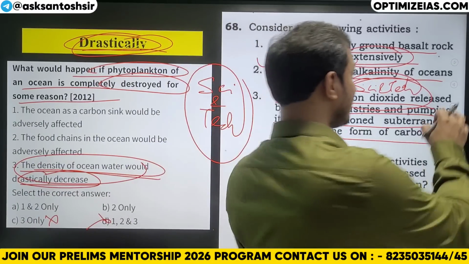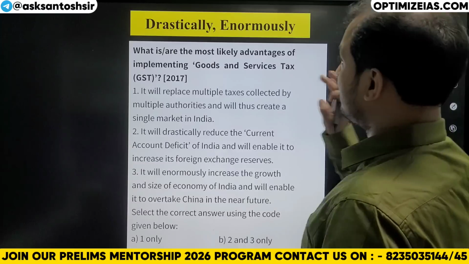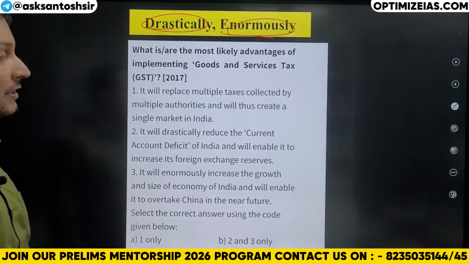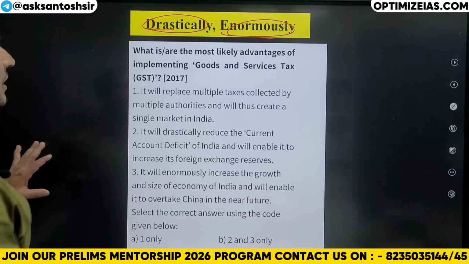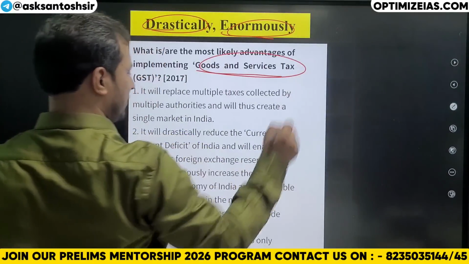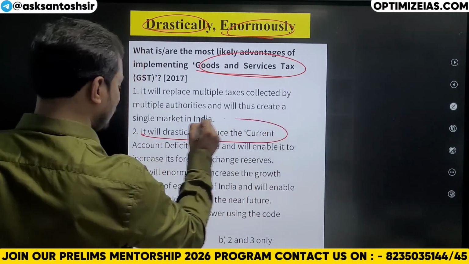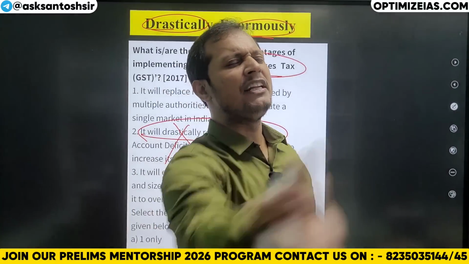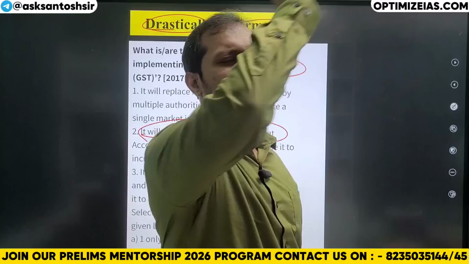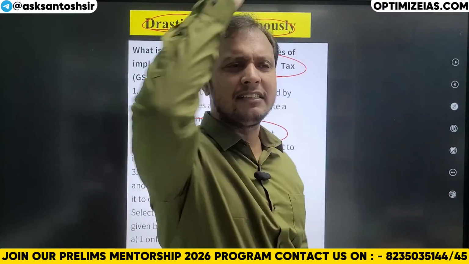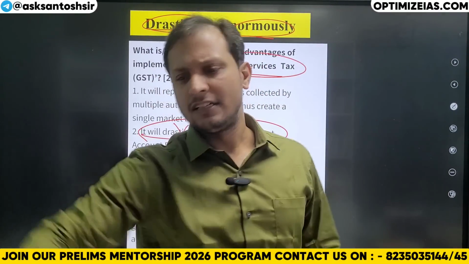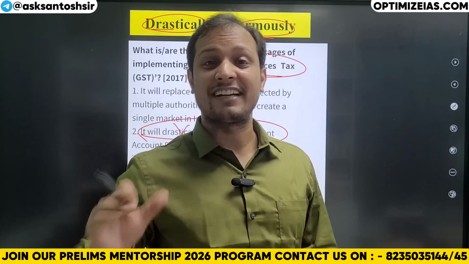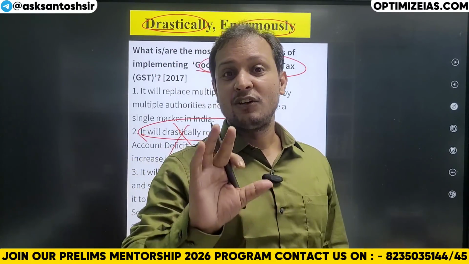Okay, next. You can see here drastically, enormously. This kind of word in economy is very common, guys. Consider the impact of GST implementation. It will drastically reduce current account deficit. Drastically it will not reduce, guys. Drastically it will increase GDP. Drastically it will decrease inflation. Drastically it will increase inflation. Guys, in economy, if you come across this kind of word, drastically, generally this is not correct.